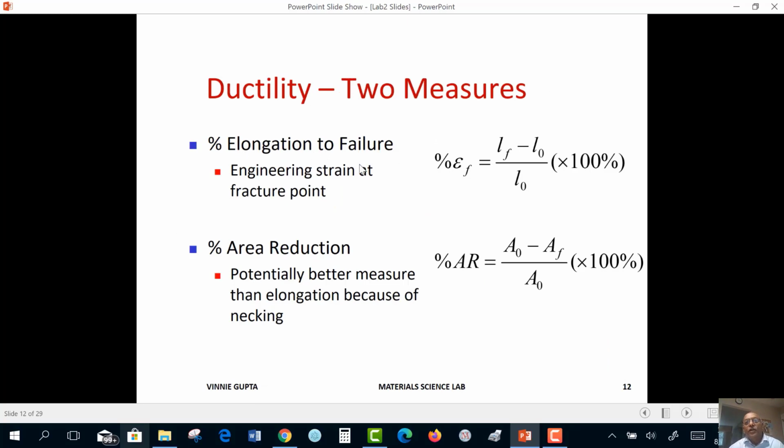For ductility, we have two measures. One, we can measure the total elongation to failure, so we take final length minus original length over original length. A much better way, because it is often much harder to measure length after failure due to non-uniform deformation, is area reduction. Area reduction is a much better measure of ductility. If we measure original area minus area at fracture divided by original area, we get percent area reduction, and this is another measure of ductility.